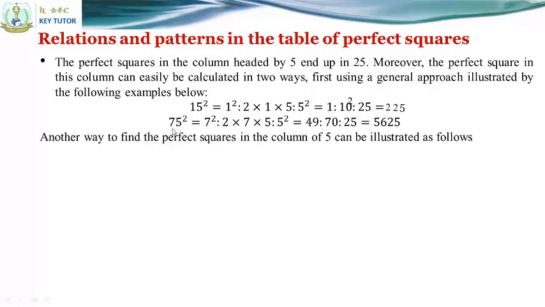Similarly, now we can calculate 75 square. So what are we going to do? You take 7 square, twice the tens digit times the units digit, 2 times 7 times 5, and the unit digit square, 5 square. Then that gives us 49 for the tens digit square, 70 for twice the units digit times the tens digit, and 5 square, 25.